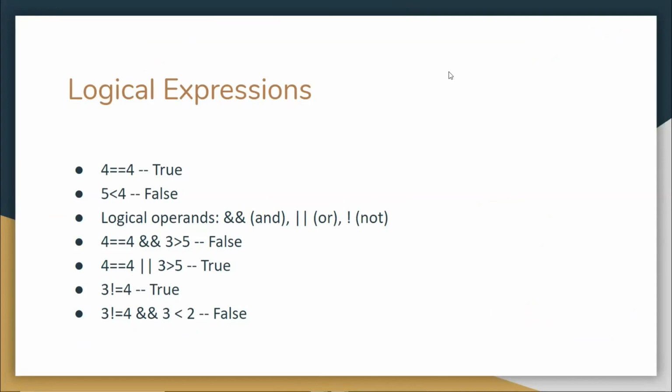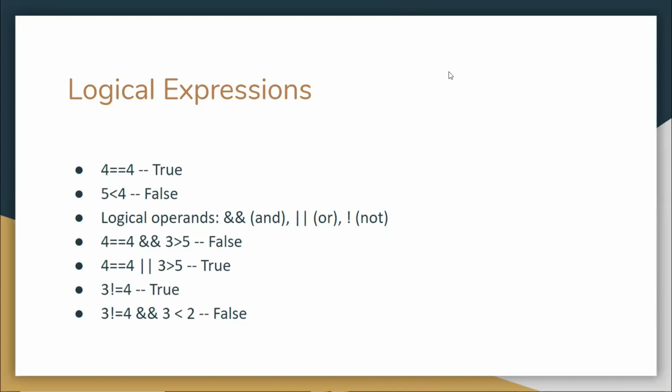Another thing we can use is the mathematical operation of a less than sign or a greater than sign. You can also do a less than or equal to sign or a greater than or equal to sign. In this scenario, the example I give is 5 less than 4, which is obviously false. So this expression would evaluate to false.